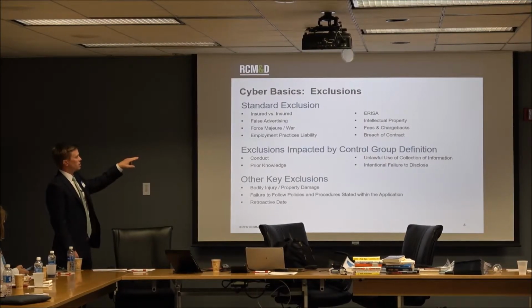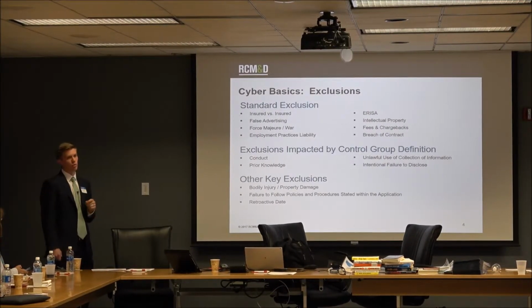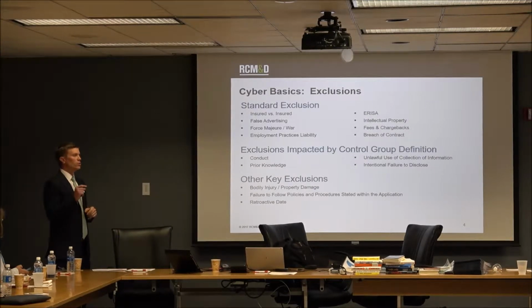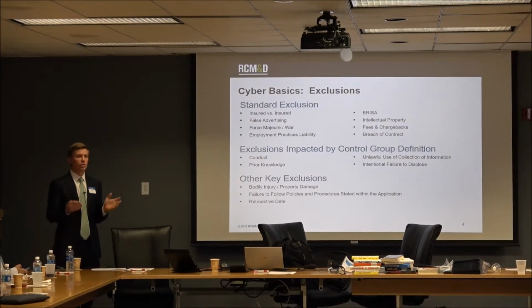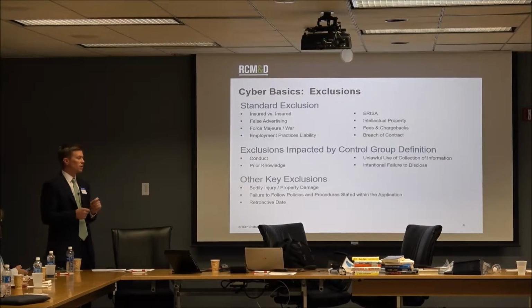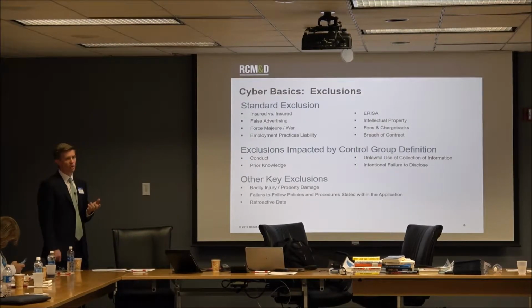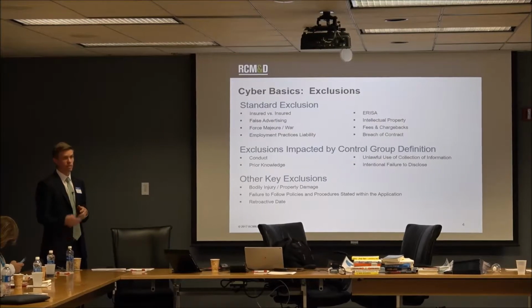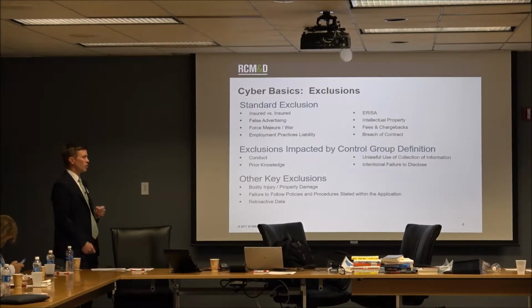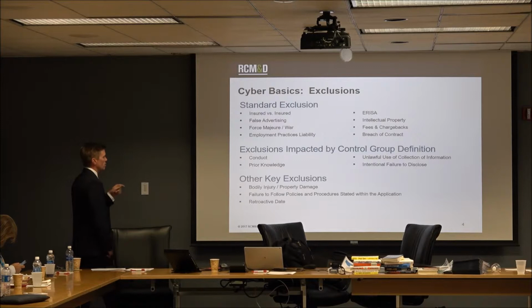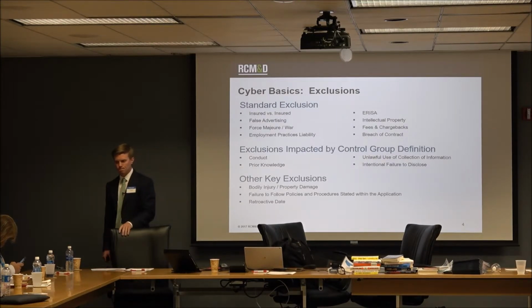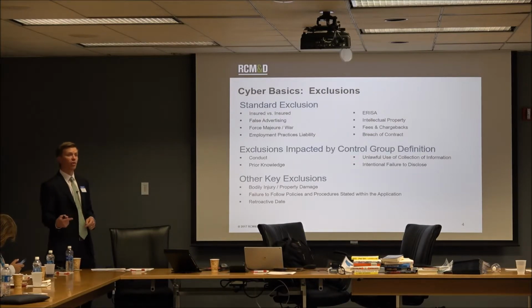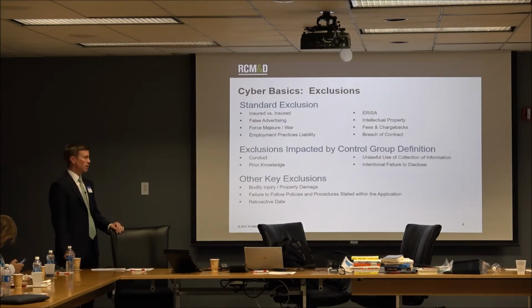The middle set can be impacted by the definition of control group. So control group, that group of people's knowledge, can impact the ability of the carrier to trigger those exclusions. So what we try to do is limit that group as much as possible, typically to the top 4 individuals in your organization. So a CIO would be one, a CFO, a CEO, basically saying that their knowledge of, for the conduct exclusion, fraudulent acts, their knowledge of a fraudulent act could allow the carrier to preclude coverage under the policy.